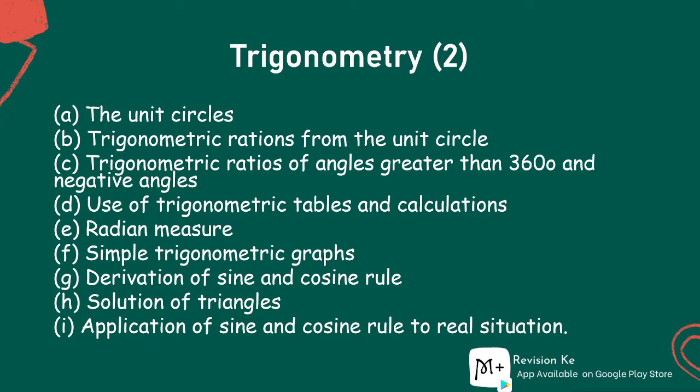So we're also going to define the radian measure, and draw graphs of trigonometric functions y equals sin x, y equals cos x, and y equals tan x using degrees and radians. We're going to derive the sine rule, derive the cosine rule, apply the sine and the cosine rule to solve triangles, and finally apply this knowledge of sine and cosine rules in real life situations.